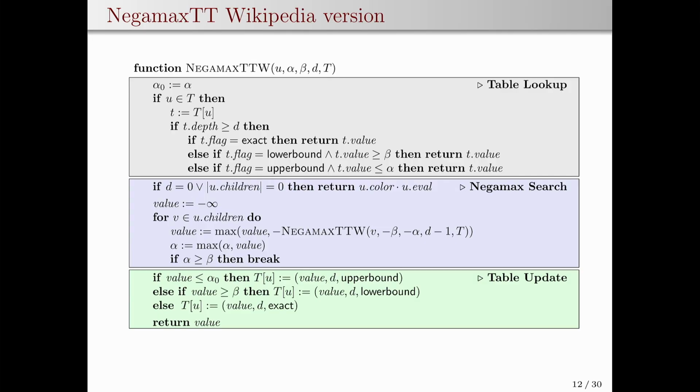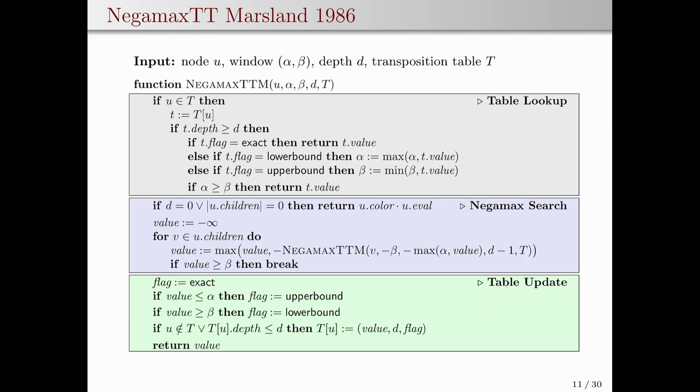And if it's a good result, we just return it and stop. So then we're done. Otherwise, we just do a normal search. But now the Marsland version does something different. It also does a lookup in the table and checks the depth. If it's exact, we're done.